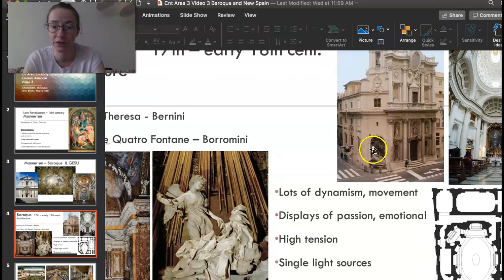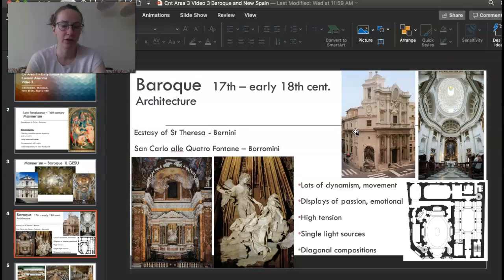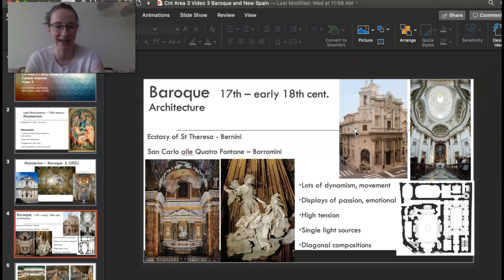We also have multiple facades. So here's one facade, one entry point. We have this corner sculpture, and then there's another one over here. Very different styling as well. So being very playful and adding in lots and lots of dynamism and movement is also very common in the architecture at this time. Very irregular.